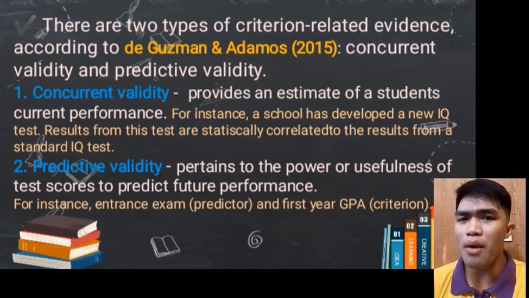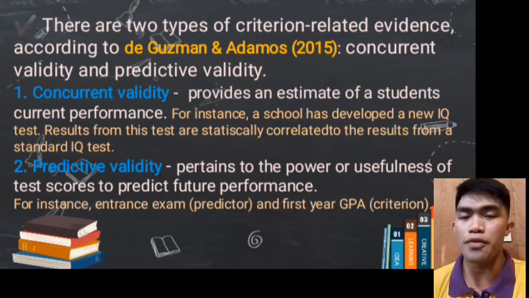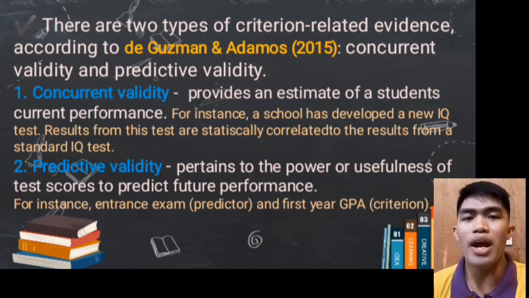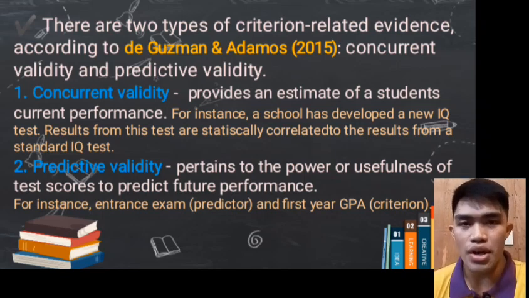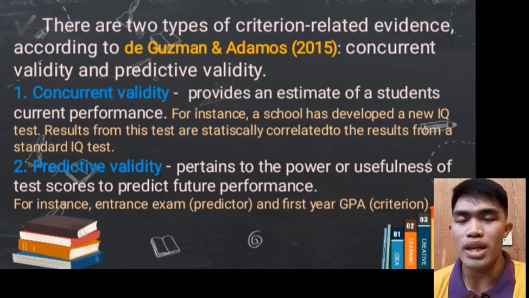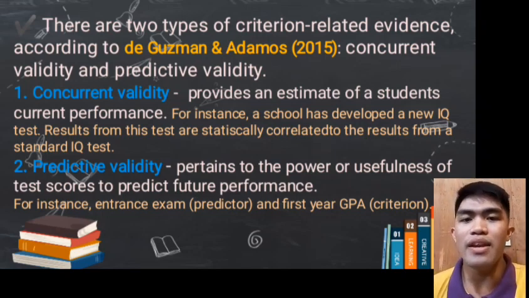It pertains to the power or usefulness of test scores to predict future performance of our students. For instance, we have entrance exam as our predictor and first year GPA as our criterion. If there is a significantly high correlation between examination scores and first year grade point average, or our GPA, assessed a year later, then there is predictive validity.